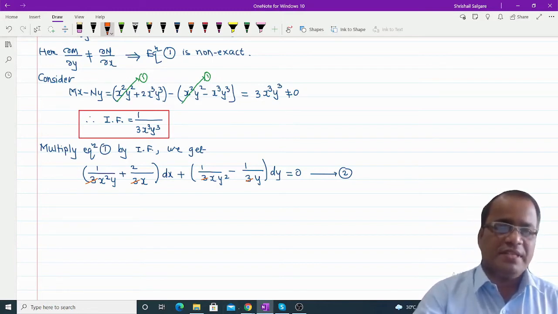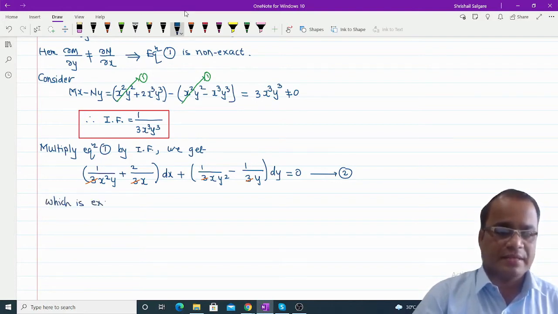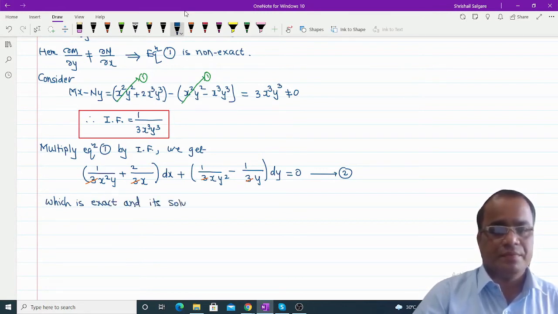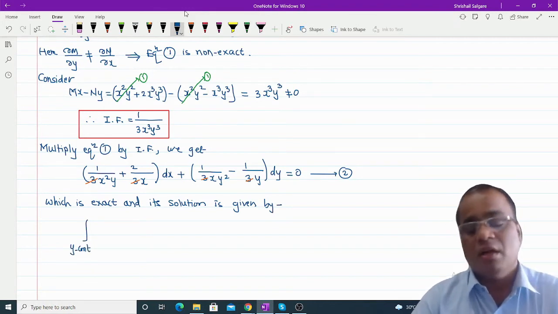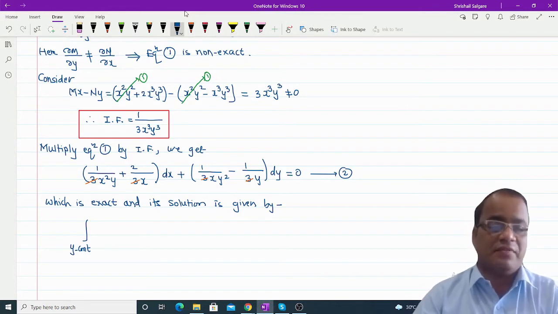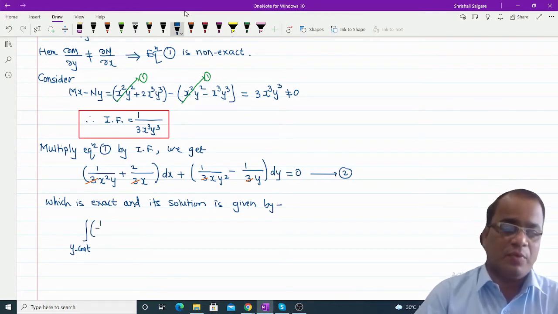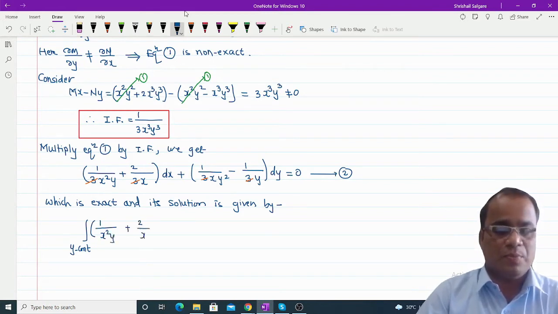Therefore, which is exact? So directly I will conclude which is exact, and its solution is given by the integral of m dx, where you have to take the value of m from the new equation, the exact equation, and that is given as 1 upon x square y plus 2 upon x. This is the integral with respect to x.